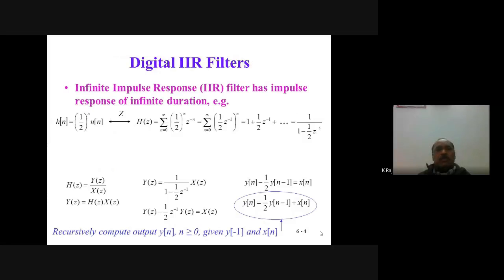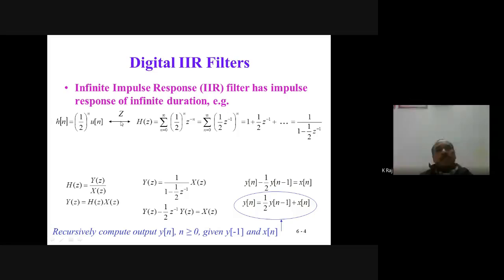Now, if we use the digital IIR filter, that is the infinite impulse response filter, it has an impulse response of infinite duration. For example, if we consider h(n), the impulse response, as (1/2)^n, and if we multiply this by u(n), it means the signal is causal, and it is (1/2)^n. Here n is the discretized time domain, and it exists for any value of n, that is, for the infinite range.